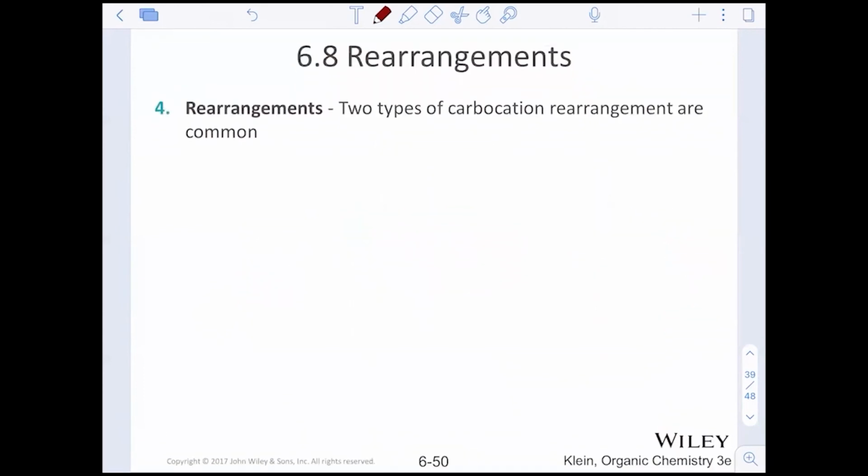So with rearrangements, what we want to be able to look at is there are two types. The first one is called a 1,2 hydride shift, and it will happen when there is a carbocation adjacent to a more substituted carbon and has a hydrogen to move. So here we have a secondary carbocation. It's a carbon with 1, 2 R groups, right? So it's a secondary carbocation.